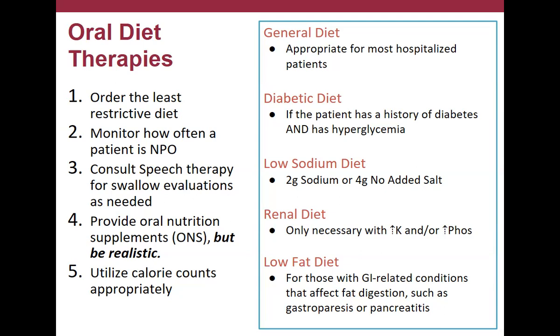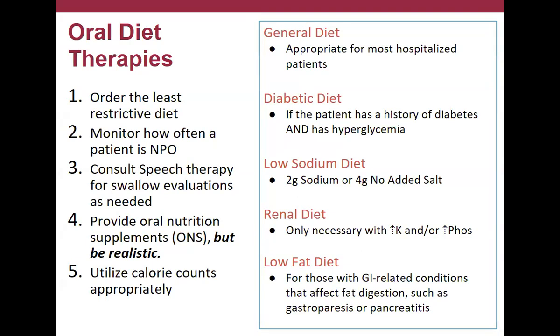Calorie counts are a great way to get a ballpark of what the patient's eating, but they're really only going to be appropriate if we're going to do something about the calorie counts. So if we do a calorie count and show they're eating 60%, but the patient or team don't want a feeding tube, then that was kind of a waste of resources.